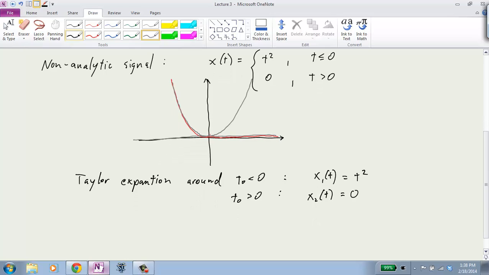A lot of transformations will work for every signal within a certain class of well-behaved signals. And here the definition of well-behaved for the Taylor series is that it's analytic.